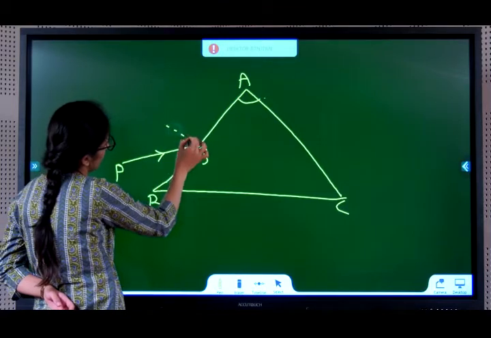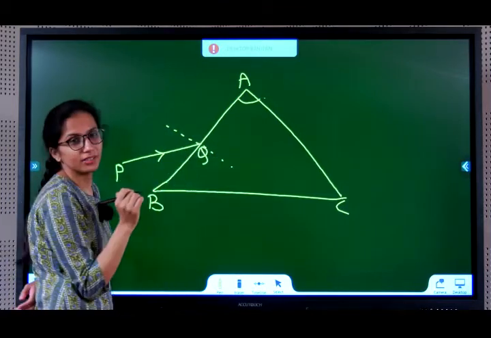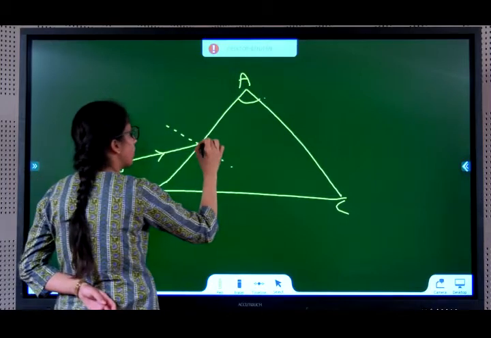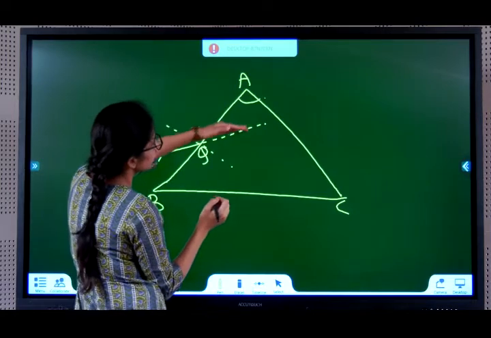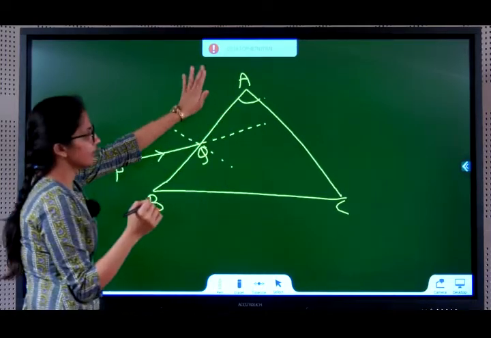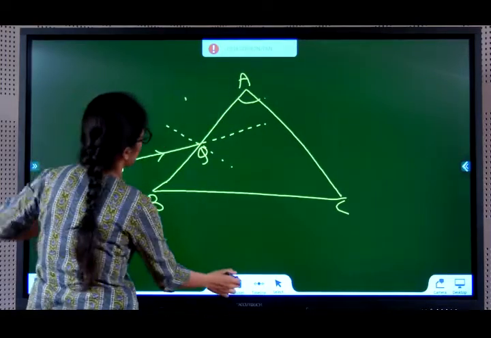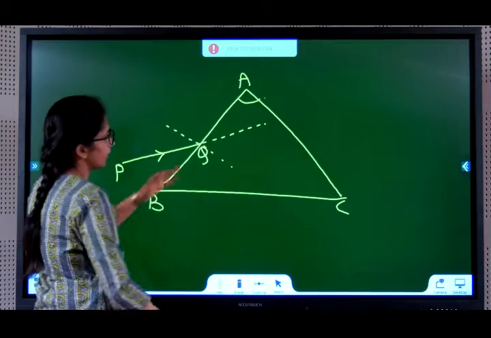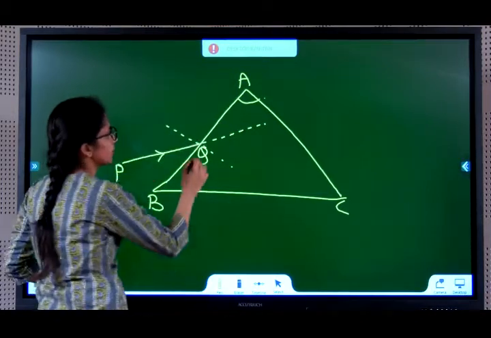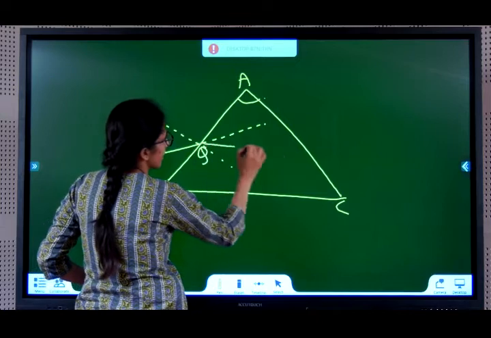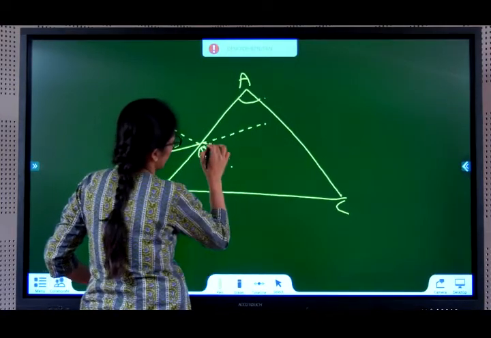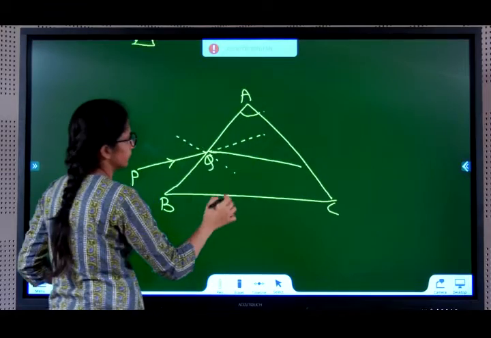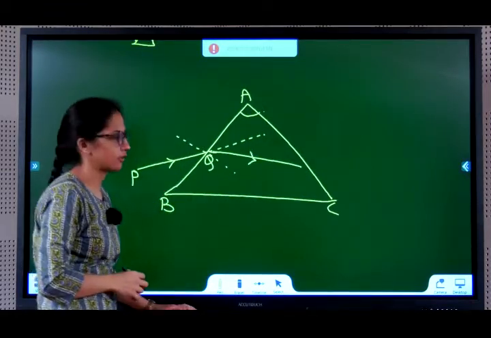So what should I do now? First draw the normal here. The ray wanted to go in this direction, but now it bends towards the normal. Why? It's going from air to glass, rarer to denser, so it bends towards the normal. It bends down and goes like this. Okay, it bent towards the normal.